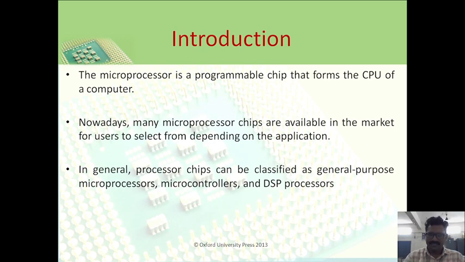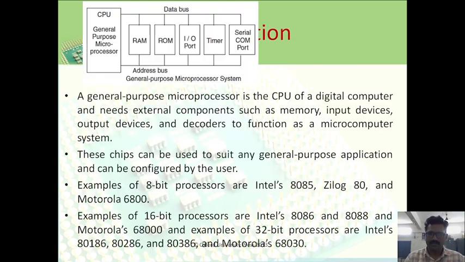So, coming to the introduction, the microprocessor is a programmable chip that forms the CPU, central processing unit, of a computer. It is also called a CPU on a chip. Nowadays, many microprocessor chips are available in the market for users to select from depending on the application. In general, processor chips can be classified as general purpose processors, microcontrollers that are used for specific purposes, and digital signal processors.